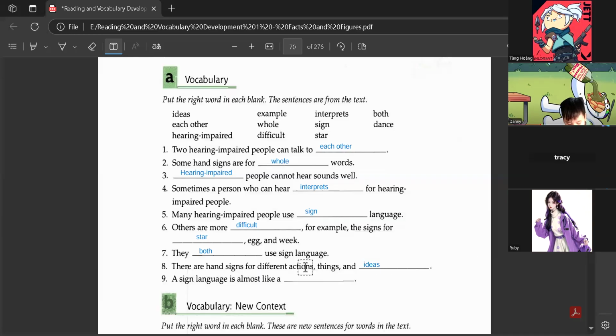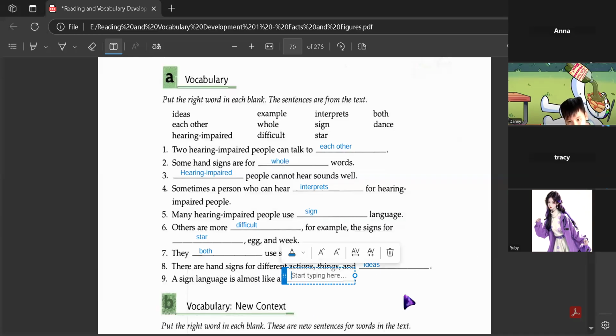Okay, and lastly, let's invite Bella. I think a sign language is almost like a sign.